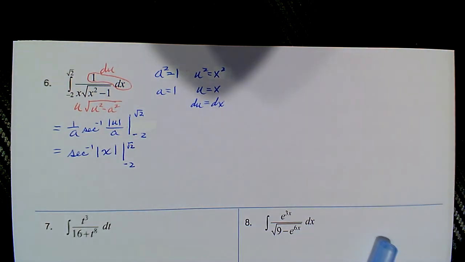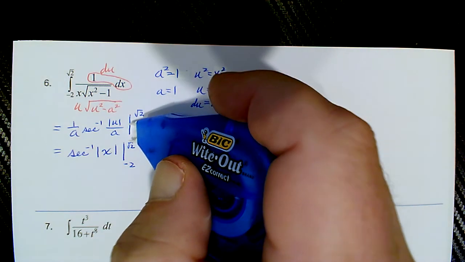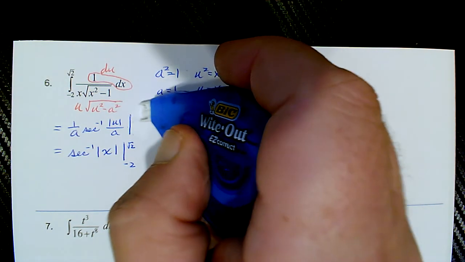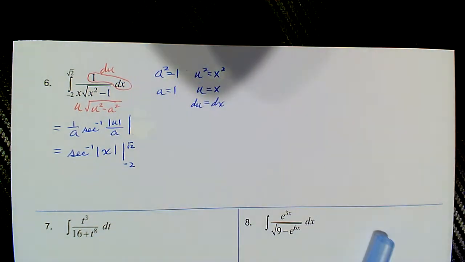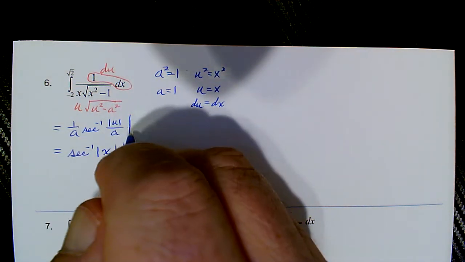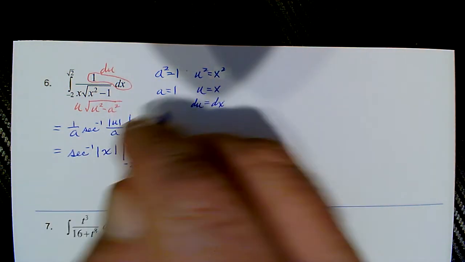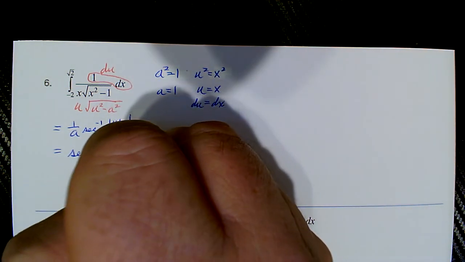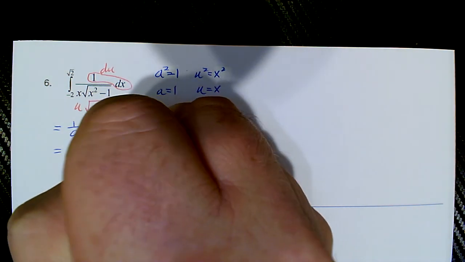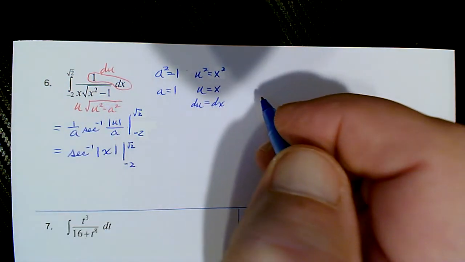Let me actually make a correction there. This really shouldn't be -2 to the square root of 2 if you make a u substitution. It should be a to b. But actually it is correct to say that because u is equal to x. So I guess we can leave that, because it's not wrong in this case.